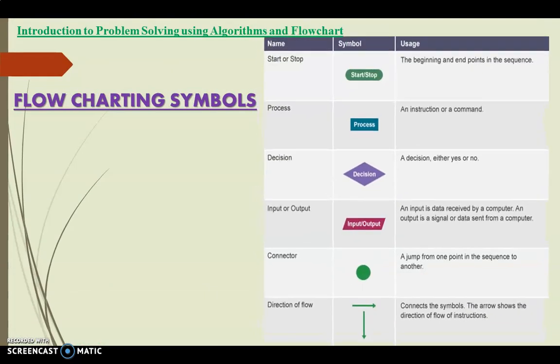One is start and stop, that is oval shape. Process symbol is rectangle. Decision making is rhombus. Then input output symbol is parallelogram. Connector is circle. Connector means suppose you have a problem, you are unable to represent in one page.